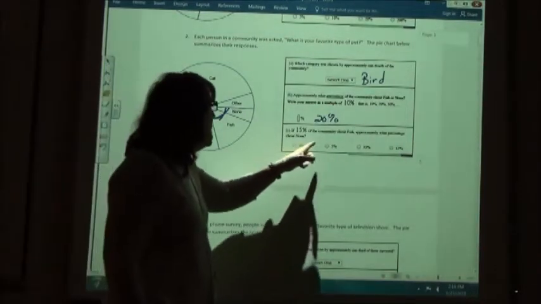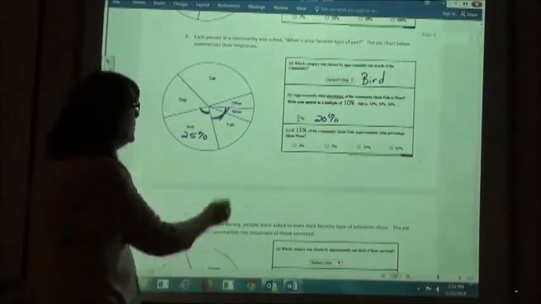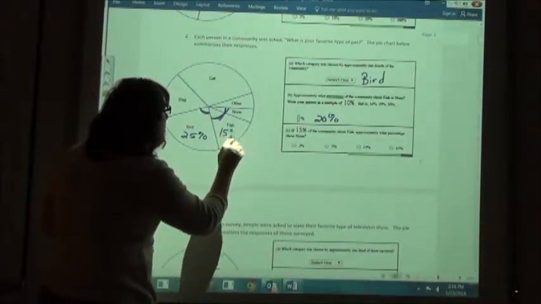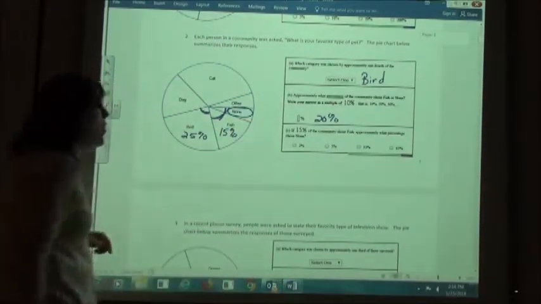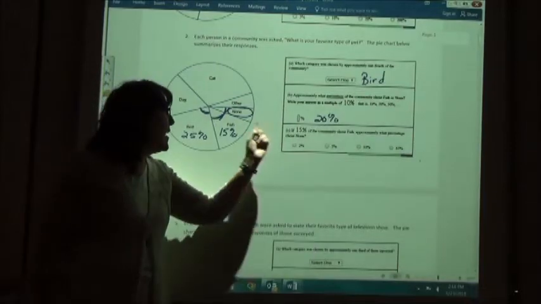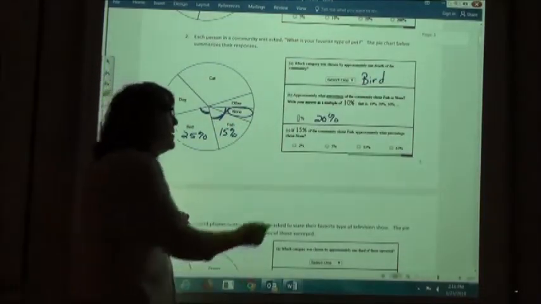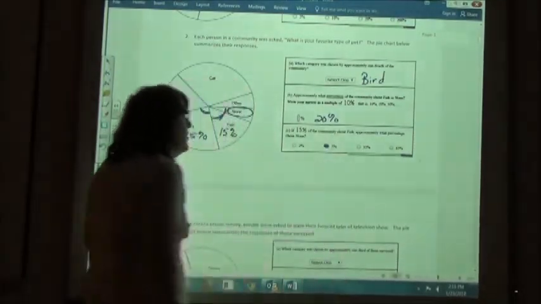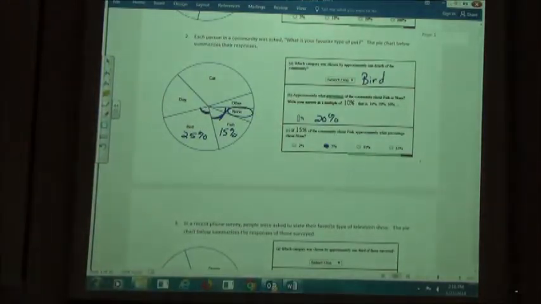15% of my community chose fish. So this section here is 15%. We want to estimate what percent chose none. 5. Looks like it's about 1/3 of the fish, right? So 5% would have been choosing none.